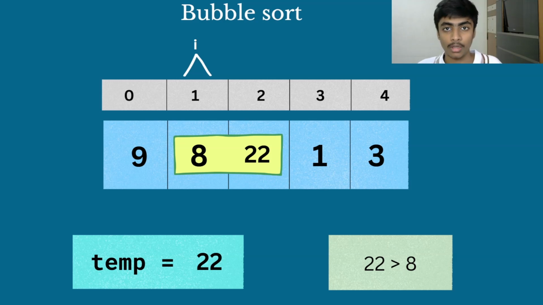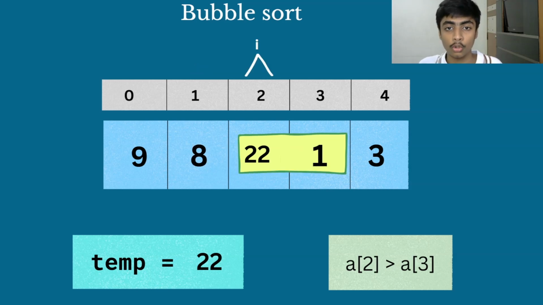I've swapped them. Remember, the only reason I swapped them is because the condition was true. 22 is greater than 8. So I've swapped two more elements in the right order, in the lowest to highest order. Now our I is going to increment again to 2.